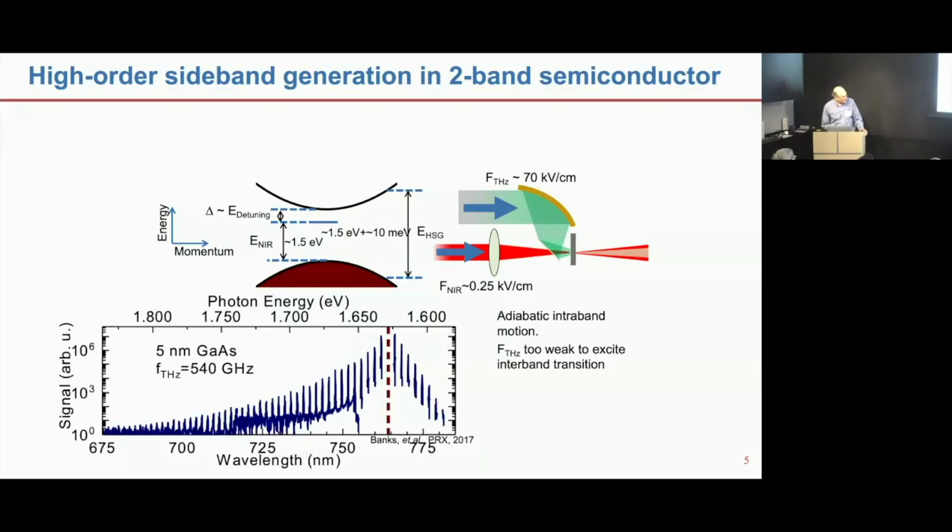So here is a high-order sideband spectrum. This is from a gallium arsenide quantum well. The sidebands are spaced by twice the terahertz frequency. And the kinetic energy associated with this sideband corresponds to having explored about 10% of the Brillouin zone in this material.